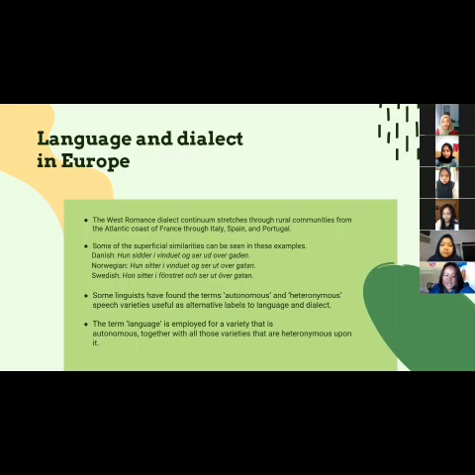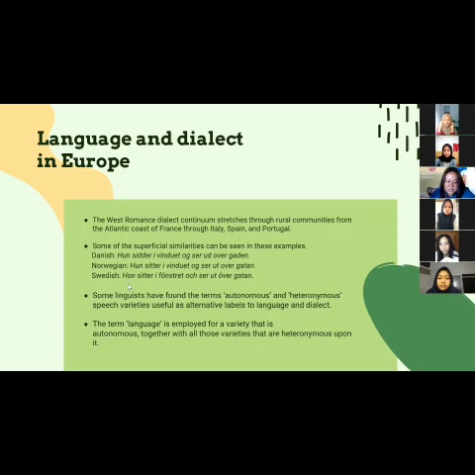Some classic cases are the West Romance and Germanic dialect continua. The West Romance dialect continuum stretches through rural communities from the Atlantic coast of France through Italy, Spain, and Portugal. In a sample of 1,000 words from Norwegian, as many as 50% of the words are identical and another 25% are variants of the same form. A further 15% have the same pronunciation but are spelled differently, while only 10% are essentially different. Some of the superficial similarities can be seen in this example from Danish, Norwegian, and Swedish.